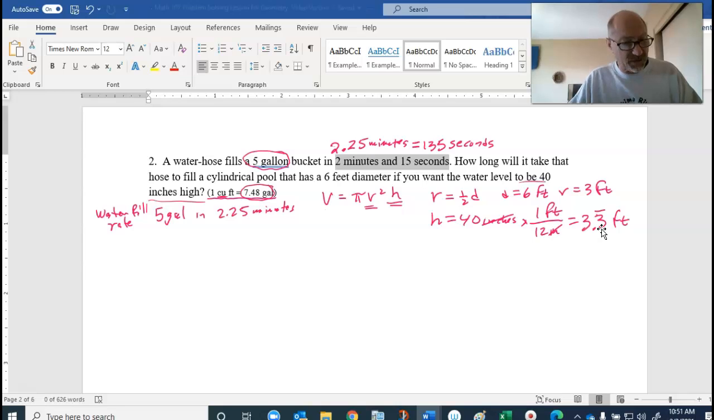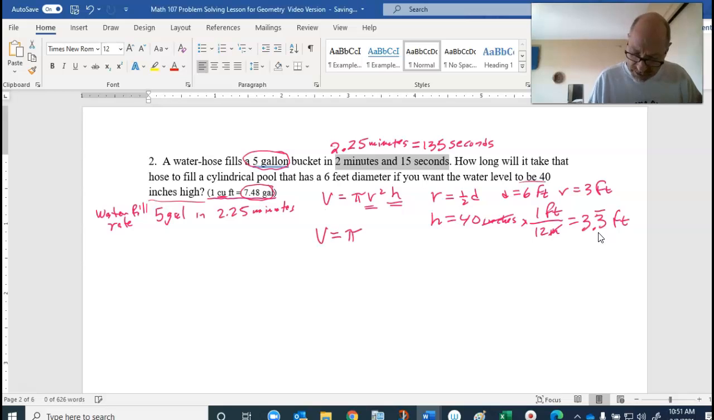Or if you put that in your calculator, you get 40 divided by 12, and you get 3.3 repeating. Just leave that number in the calculator and you won't have to worry about it. Because what are we going to do? Isn't it one of the first things we want to do is find the volume? And the volume is pi times, now remember the radius is 3 feet, right? Half the diameter. And then the height is that 3.3 repeating.